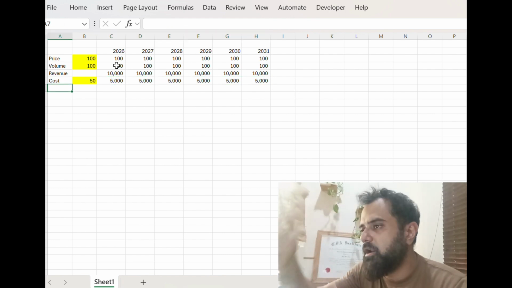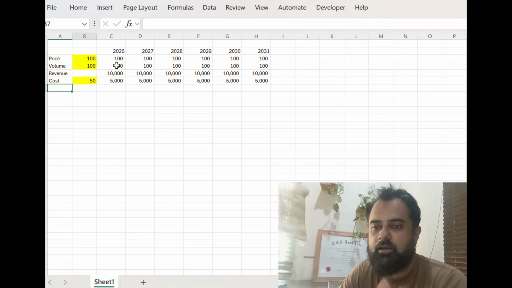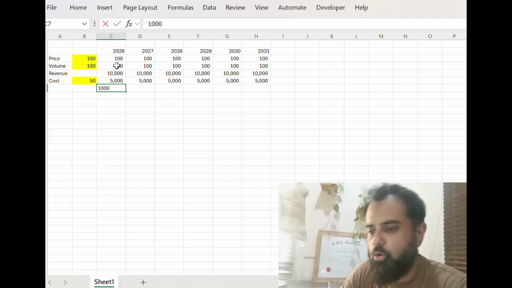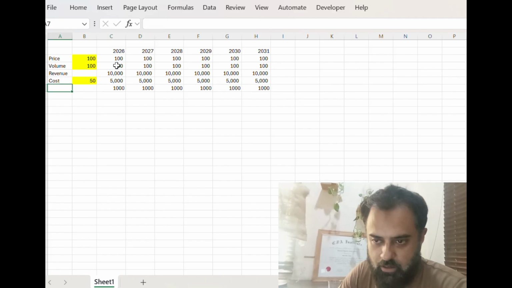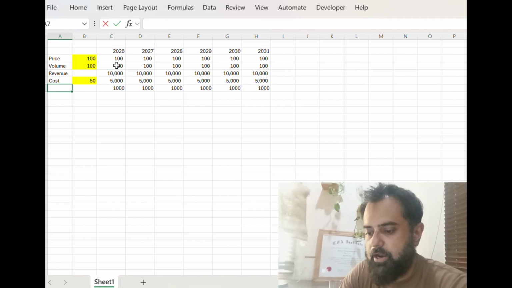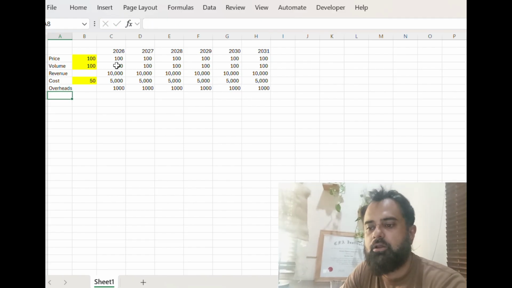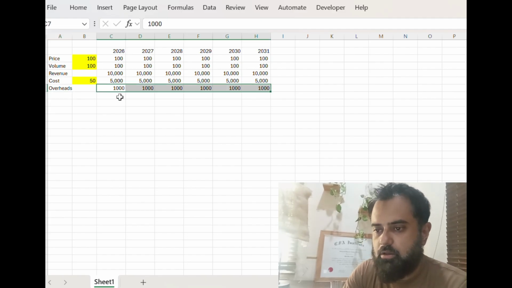Let's put in some detail, right? Let's say there are some overheads, which are mainly rents and salaries, right? So let's say there are salaries or overheads of $1,000 every year, and these are the overheads. Like we could break it down into salaries and rents, but we are not doing that right now. Okay. All right.